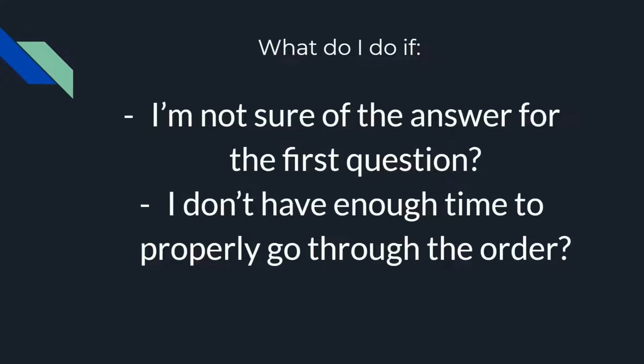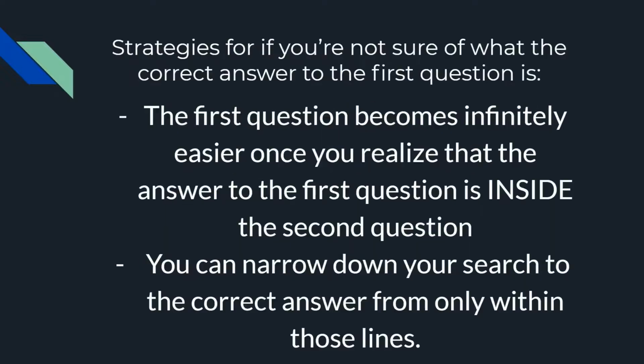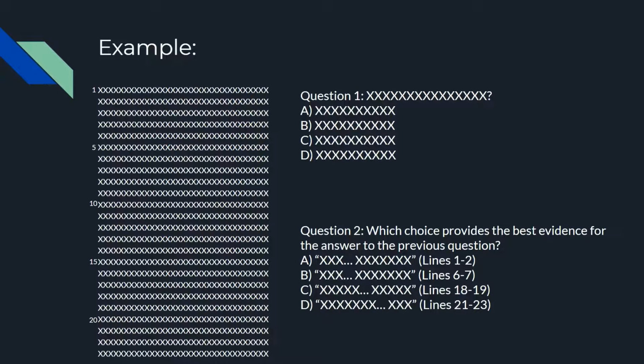However, this is not always a foolproof solution. There are exceptions to this strategy, and those are if you're not completely sure of the answer to the first question, and if you don't have enough time to properly go through the order which I've already described. If you're not sure of what the correct answer to the first question is, I've already touched on this, but the first question becomes easier once you realize that the answer to the first question is inside the second question. You can narrow down the search for the correct answer for the first question if you narrow down the search within those lines.